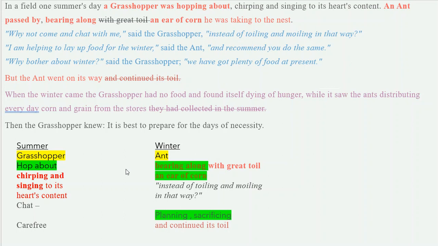And had we not analyzed the text, we would have thought that the story was about the grasshopper and the ant, but it isn't. The grasshopper and the ant are not the main characters. What's the main character in this fable? Who is the main character? That's something to think about. Maybe Mr. Lukman will stop the video for a moment and maybe you can think about it.